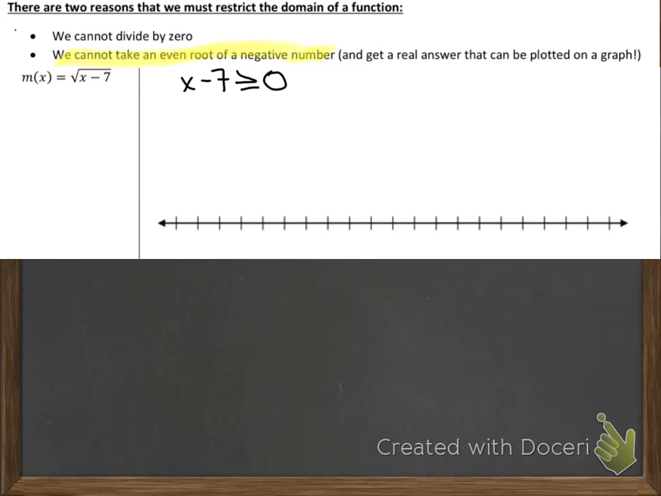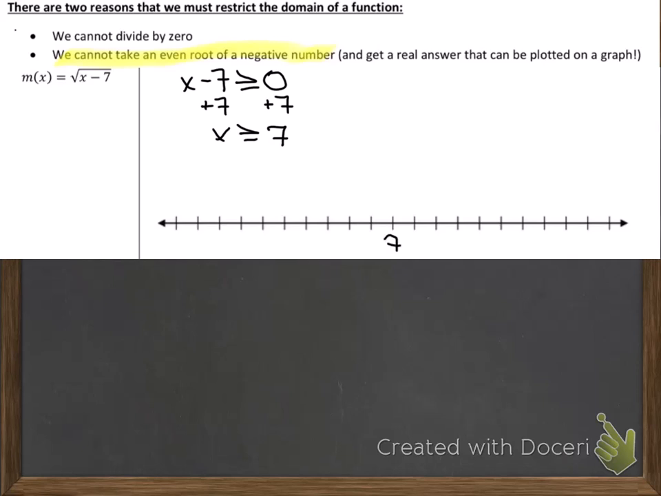I can take the square root of any positive number that I want to. But again, if I take the square root of a negative number, it's going to give me a non-real answer that I can't plot on an XY graph. Okay, so let's finish solving this inequality. So we have x is greater than or equal to 7. Okay, so let's draw that on our graph here.